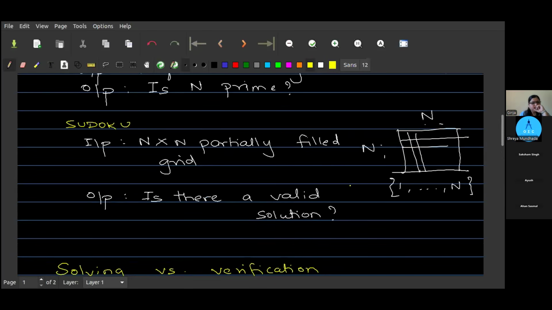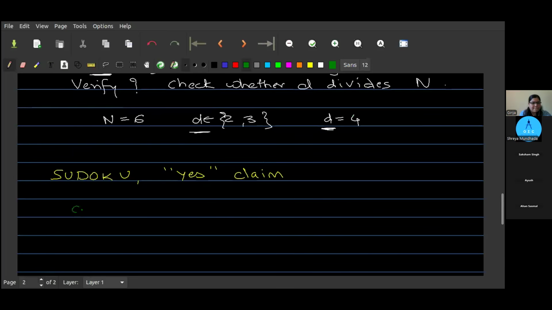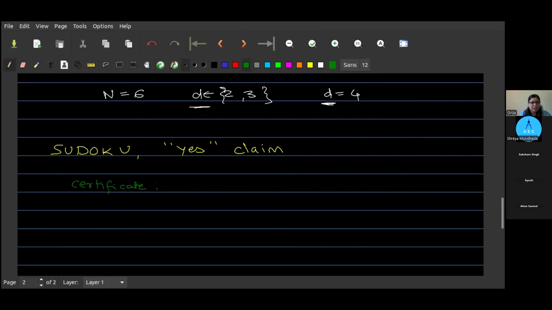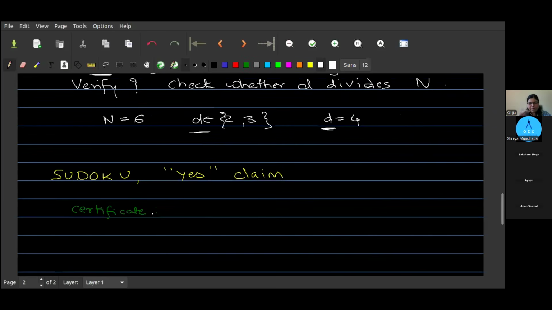And the certificate he can give is a grid which is appropriately filled. Okay. Yeah, so now you can start using these words. What is the certificate or what is the witness and what is the verification procedure? Both these things you have to tell me because that's what we did for this part, right? So let's replicate it here.